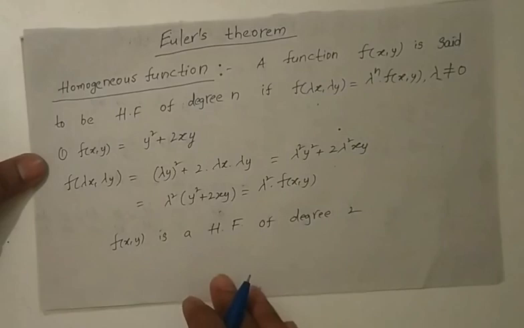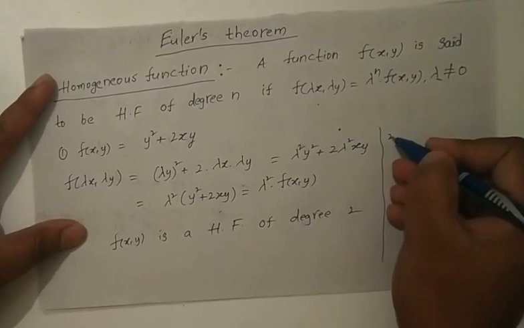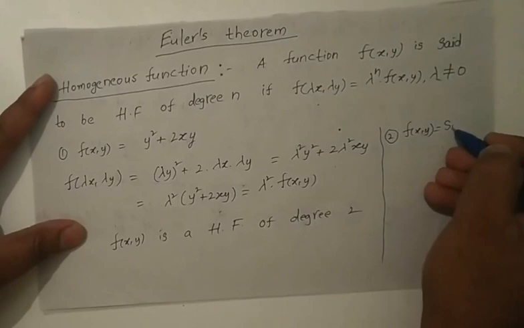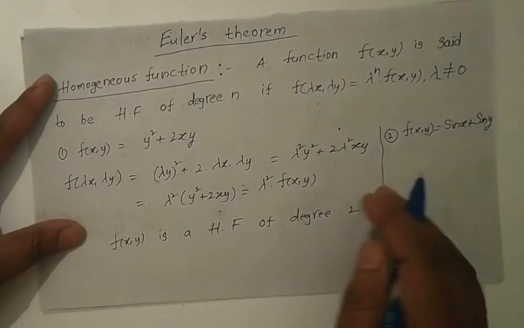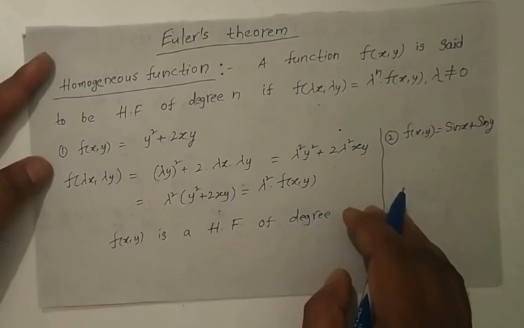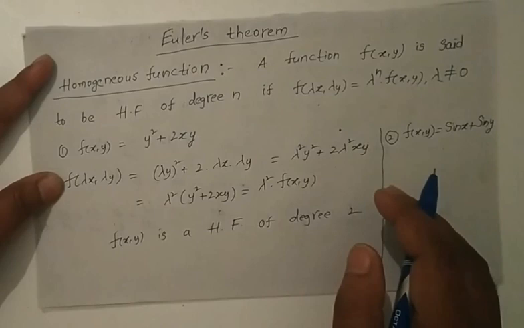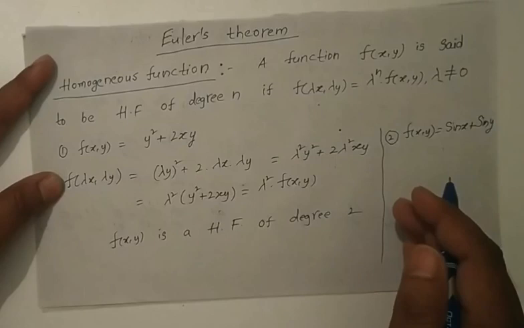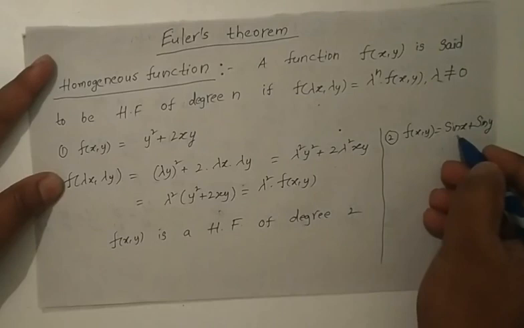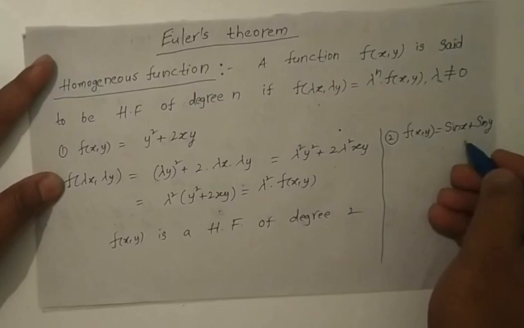Now we will see another example. For example, f of x comma y is equal to sin x plus sin y. For checking whether the given function is homogeneous or not, first you have to find f of lambda x comma lambda y. If you observe here, can we write this expression in the form of lambda power n into f of x comma y?